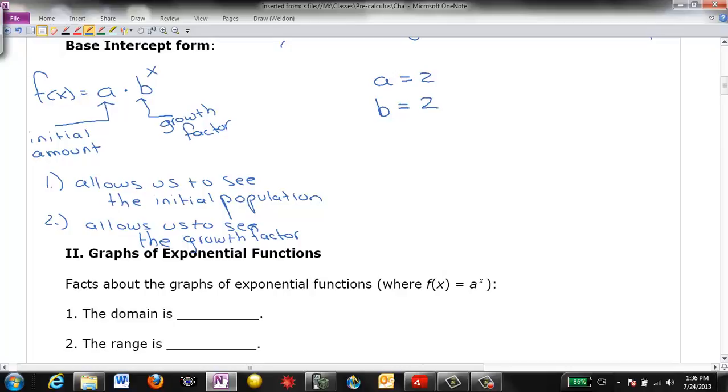In this sense, I'm going to tell you the number of weeks that have gone by, and you're going to be able to tell me what the total population of rabbits is at that time. My input of this function is going to be x, which represents the number of weeks, and my output, f of x, is going to be total population.